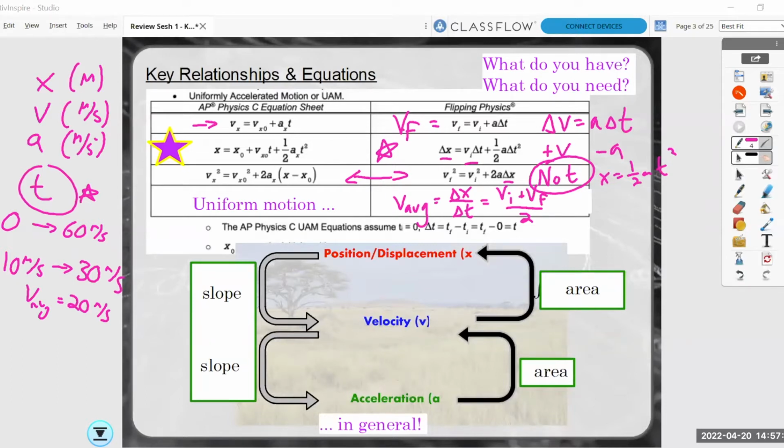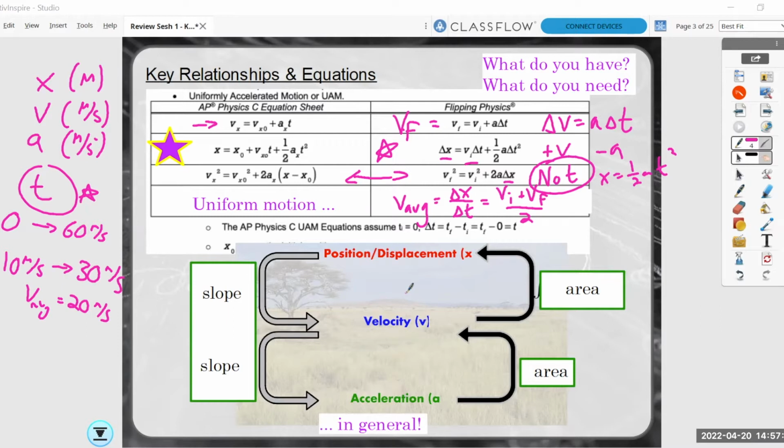displacement. And there is a question on the review packet that asks, hey, what if I have a position time graph? What is the area under that graph mean? And the answer is it actually means nothing whatsoever.